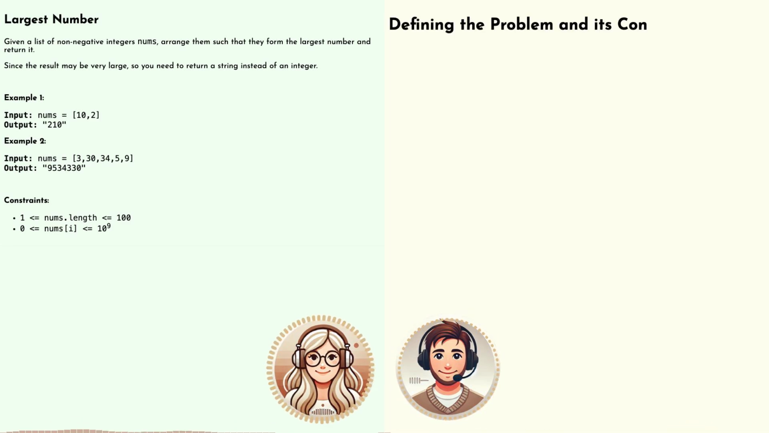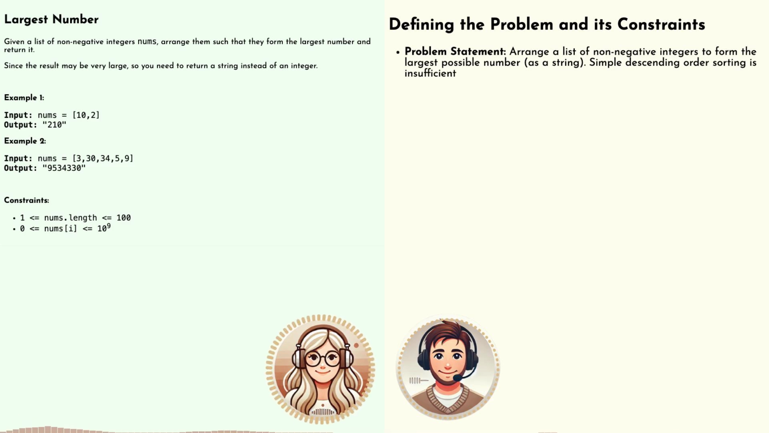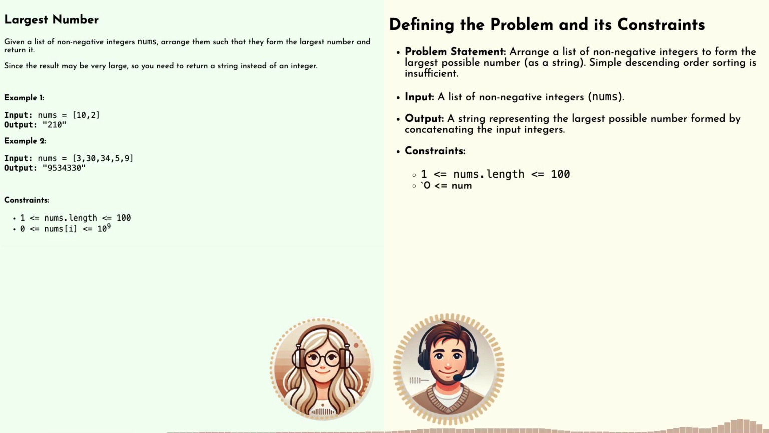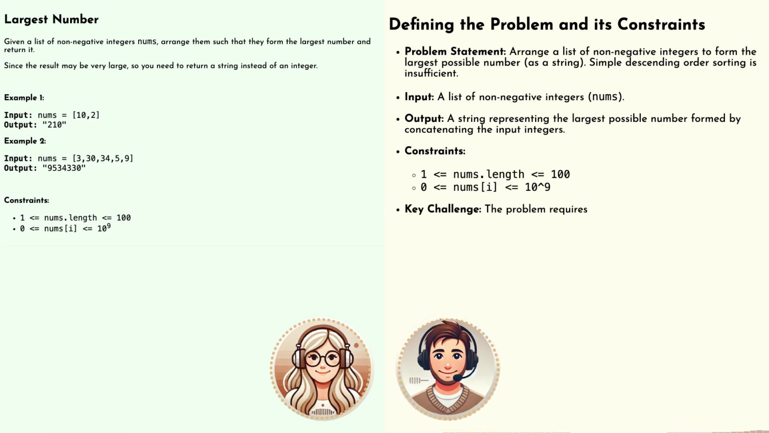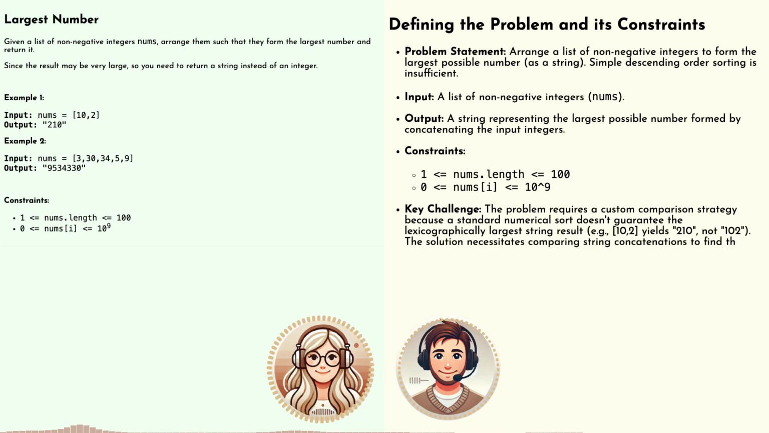All right, imagine you have a list of integers, all non-negative. Okay, like 1, 5, 20, that kind of thing. Exactly. And your challenge is to figure out how to arrange these numbers to make the absolute biggest number possible. Interesting. So if we had 3, 9, and 1, the largest number would be 931. Right. But there's a catch. The result has to be returned as a string. Ah, a string. Why is that? Because these numbers can get huge. We're talking potentially way too big to be handled as regular integers in most systems.